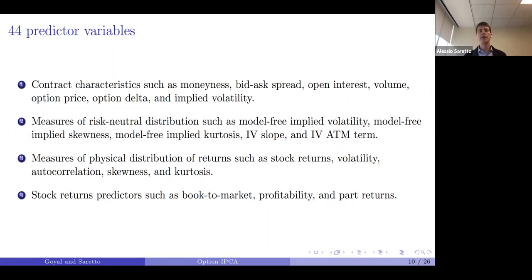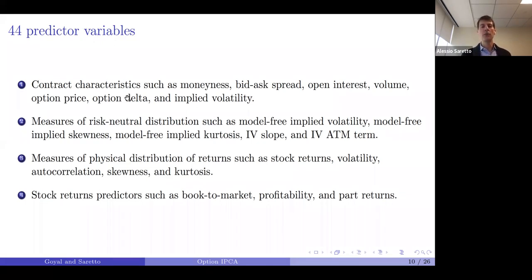So we need test assets. Okay, so we're going to collect a bunch of characteristics, and we're going to form portfolios based on these characteristics. Here again, it's all usual stuff. There are contract characteristics, so those are on the particular contract that gets picked: moneyness, beta, spreads, open interest, volume, all that kind of stuff.